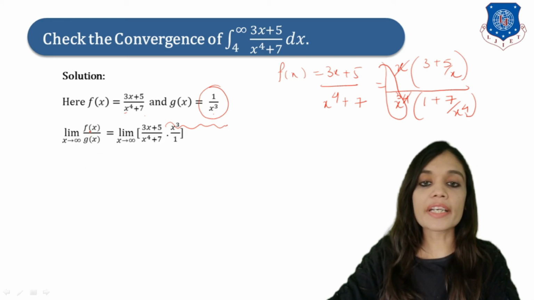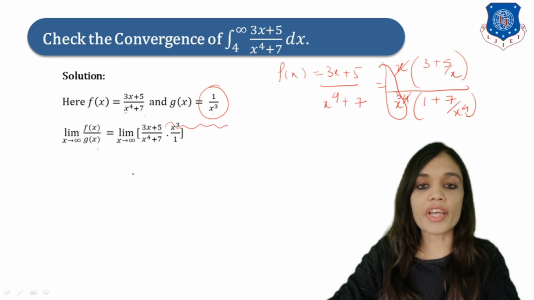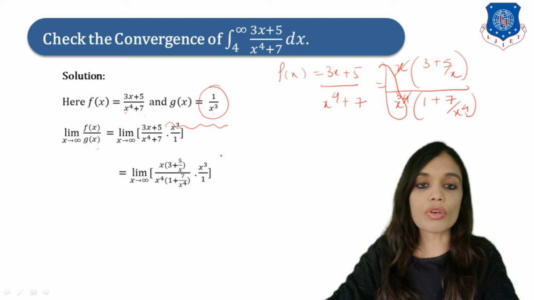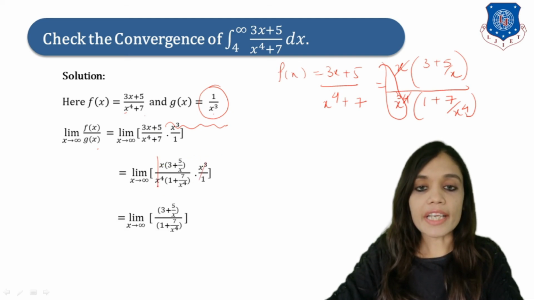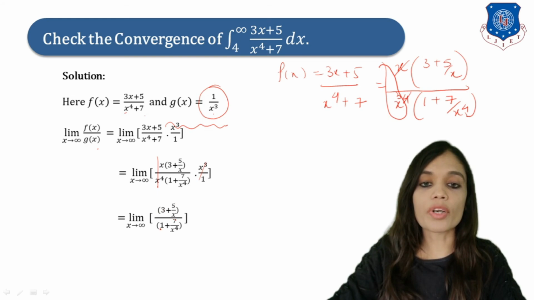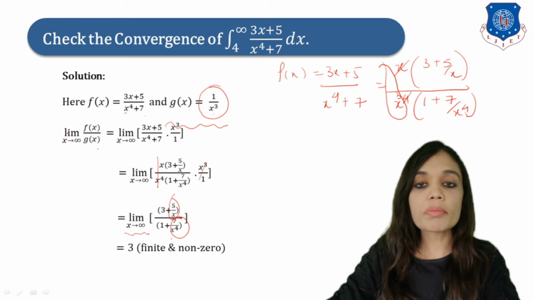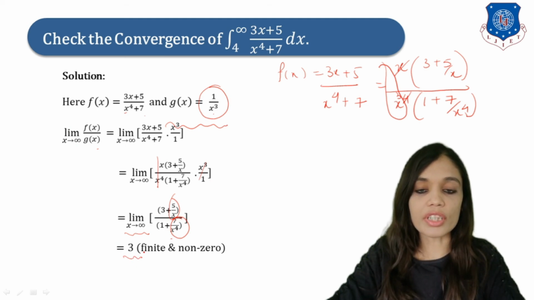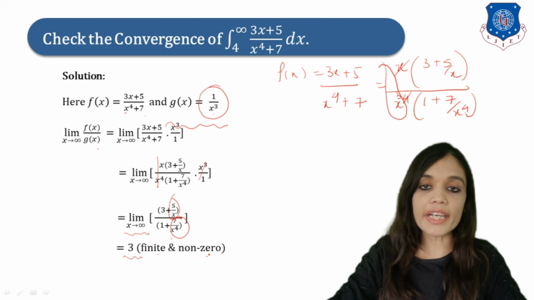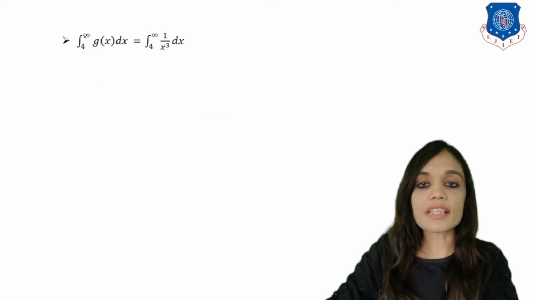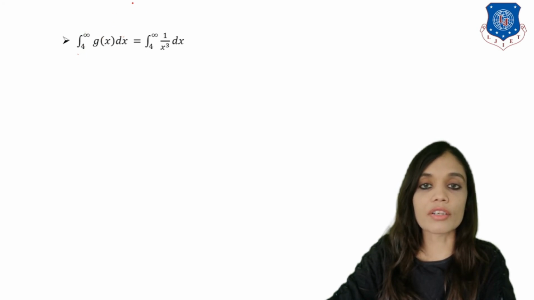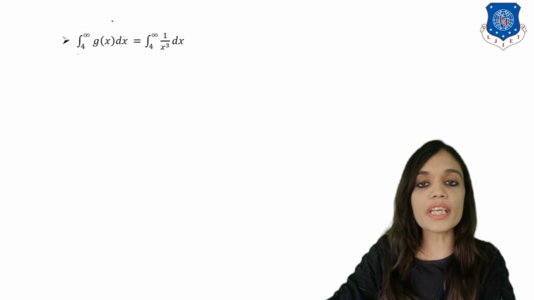So now let us find our limit of f of x upon g of x. So put your f of x, put your g of x and simplify, right? So finally these two will get cancelled out. What will remain? 3 plus 5 upon x upon 1 plus 7 upon x raised to 4. Now as x goes to infinity, these two will go to 0. So what will be the final answer of the limit? It will be equal to 3, which is finite and non-zero, right? So now from this we can say that if the integration 4 to infinity g of x is convergent, then our f of x will also be convergent, right?